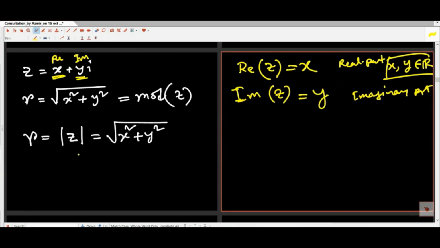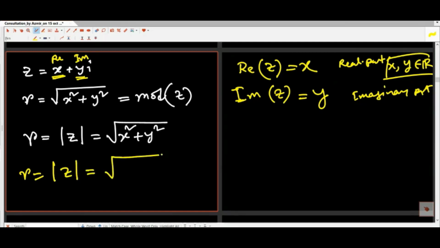So we can extend our idea: R equals the modulus of z equals the square root of x squared, that means the real part squared, plus y squared, that means the imaginary part squared. So the modulus is the square root of real part of z squared plus imaginary part of z squared. We are just replacing x and y with Re and Im. So please try to note down this thing.